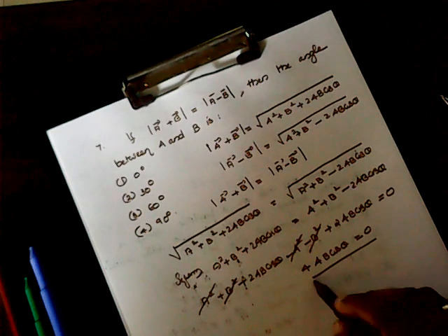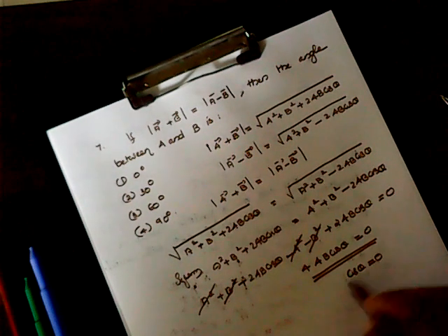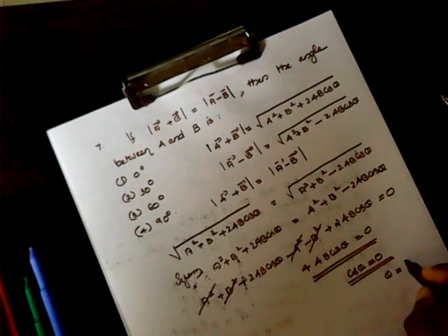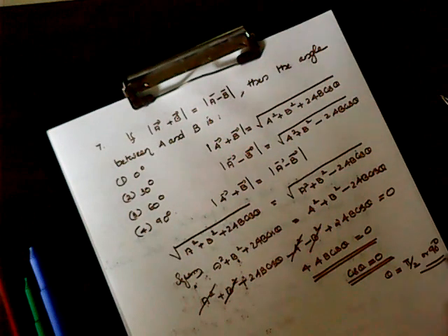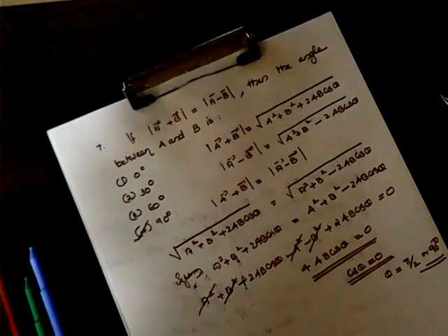That is, cos theta equal to 0 will happen when theta equals 90 degree or pi by 2, when they are mutually perpendicular. So we can say the answer is 4. A good question, keep in mind.